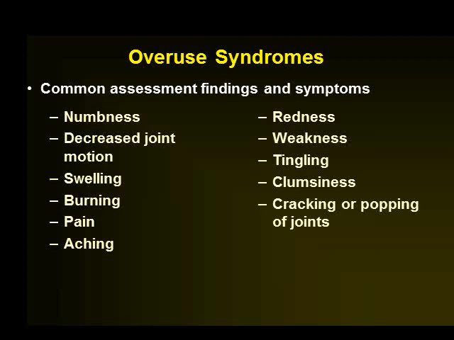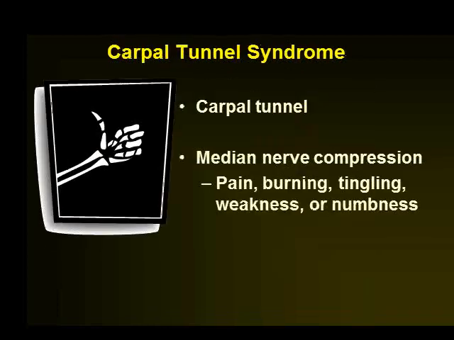Common assessment findings and symptoms include numbness, decreased joint motion, swelling and burning, pain and aching, redness, weakness, tingling, clumsiness, and cracking or popping of the joints. Carpal tunnel being, like I said, the main offender of the repetitive motion injuries.